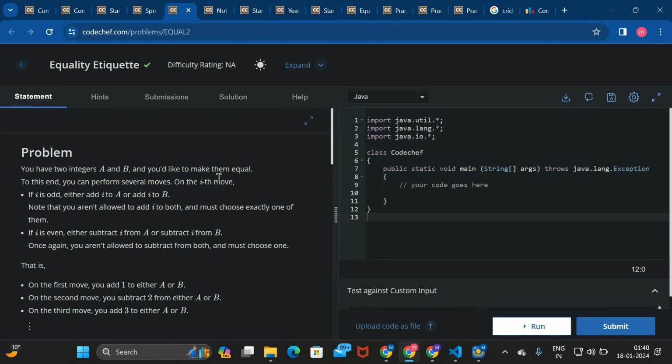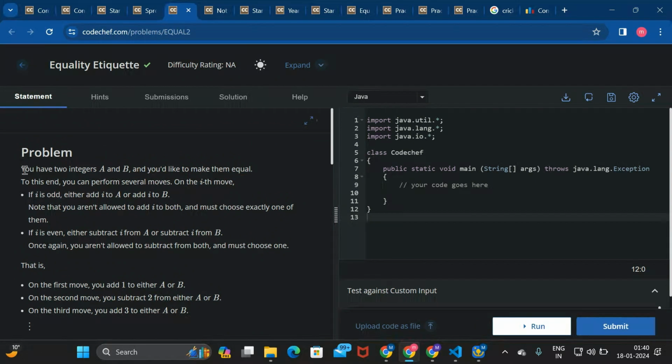Hello everyone. So today's question is from CodeChef Contest Starters 117, which was conducted on 17th January. The problem is Equality Etiquette.